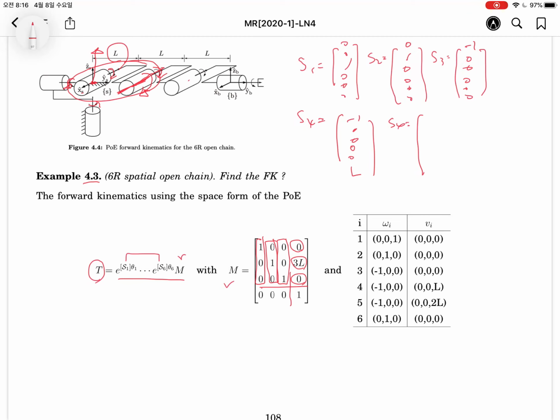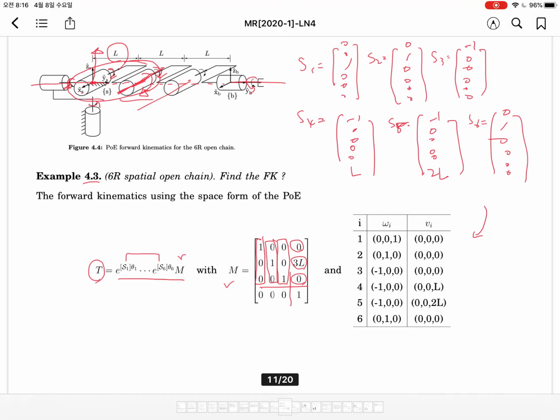S5 is very similar to S4, so minus 1, 0, 0, and 0, 0, 2L, because the distance is 2 times. Okay, S6. This rotation movement corresponds to the y-axis, so 0, 1, 0. It goes through the origin of the base coordinate, so there is no linear velocity. Like this we can obtain the 6 screw axes.